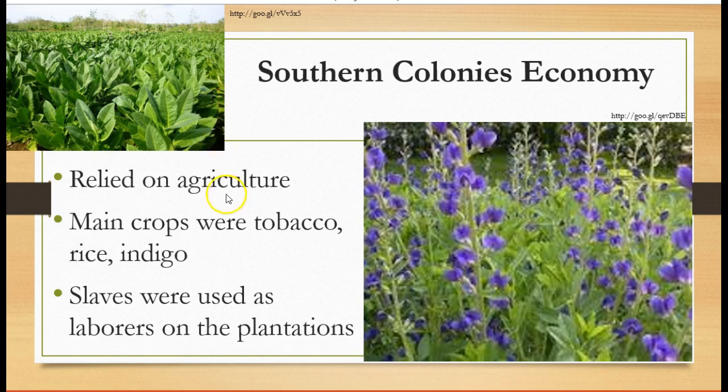Also in the South, because you had these huge farms or plantations as they were called, you needed lots of people to work your tobacco fields and your indigo fields. And as a result, the South became very reliant on slavery. The first slaves arrive in the Americas in 1619 at Jamestown, as we learned a couple of weeks ago.